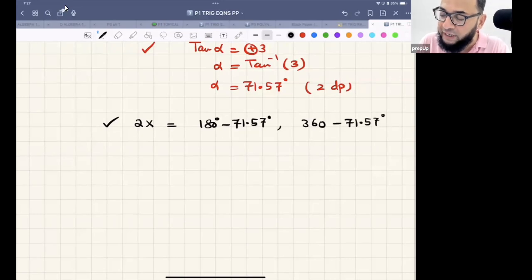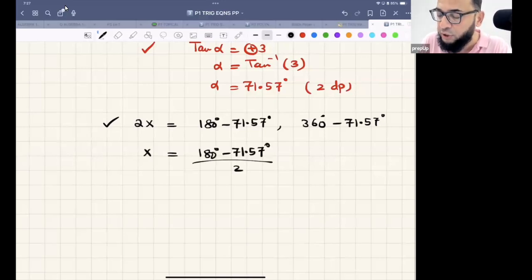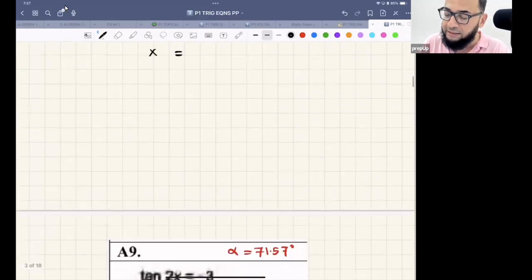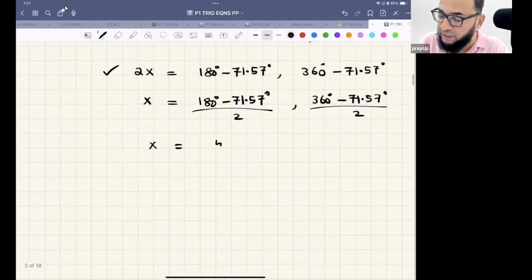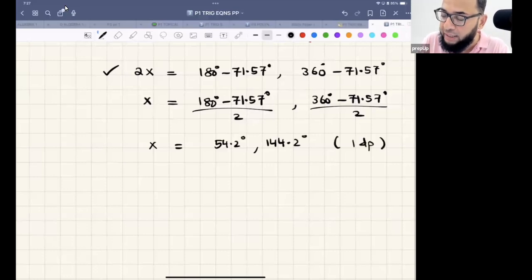Make a habit of writing the degree notation. Make x the subject, that is, 180 minus 71.57 divided by 2, and 360 minus 71.57 divided by 2. Your final answer is 54.2 and 144.2, given correct to 1 dp.